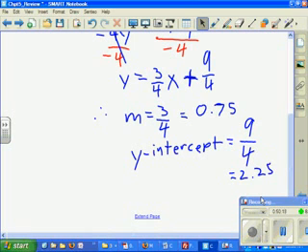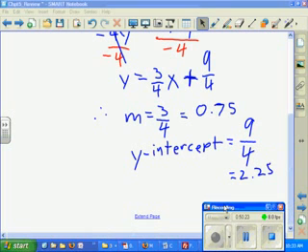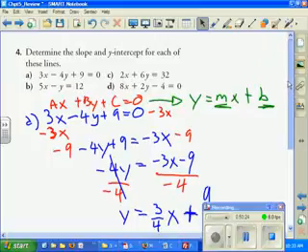Alright. So again, anytime you have an equation that's in standard form, ax plus by plus c equals 0, or this case here.